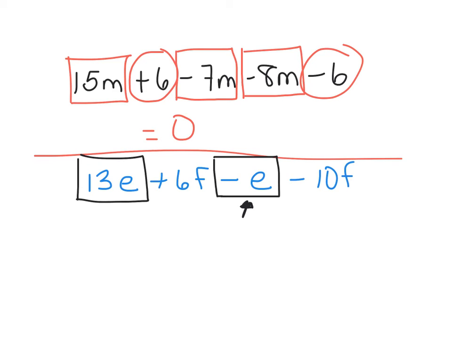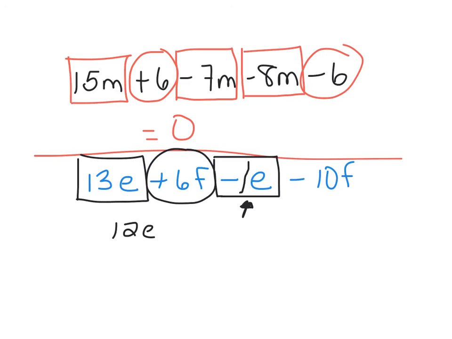So when there's no number, that number is actually called a coefficient in math. It sounds really scary, but it's just the number in front of a letter. We are allowed to put a 1 there because if it doesn't have a number in front of it, you only have one of them. Okay, so now it's easier to know what we're doing. What is 13 minus 1? 13 minus 1 is 12. Again, we just put the variable after it.